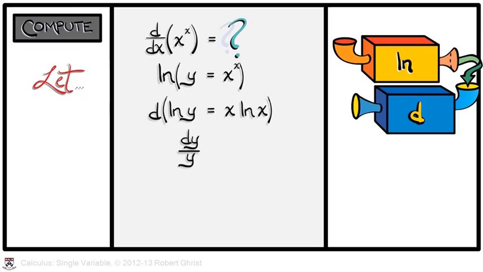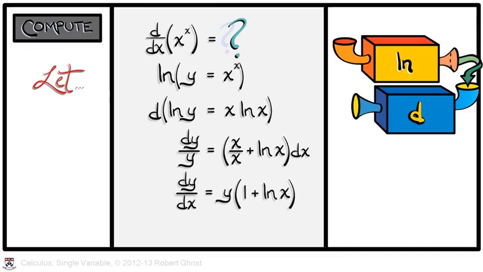On the left, we'll obtain dy over y. On the right, using the product rule, we get x over x plus log of x, dx. That simplifies a little bit. Doing some algebra gives us that dy/dx equals y times the quantity 1 plus log of x. Replacing that y with x to the x shows us that the derivative of x to the x is x to the x times the quantity 1 plus log of x.